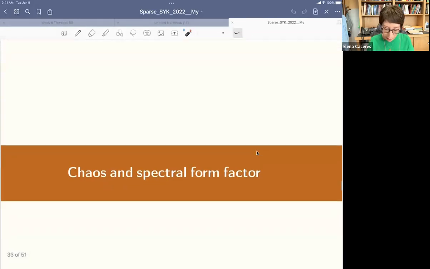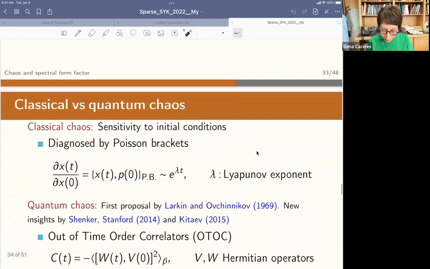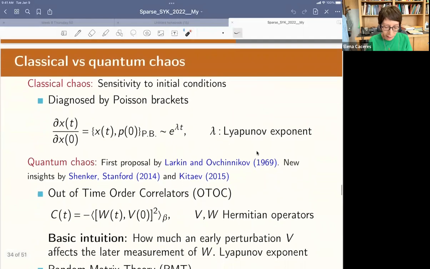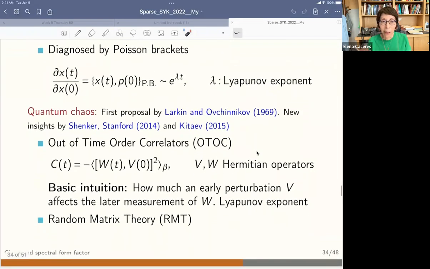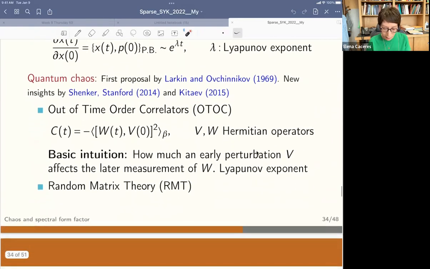So I'm running short of time, so I probably can skip this. In classical chaos, we have the sensitivity to initial conditions, and quantum chaos can be diagnosed in many ways. One of those ways is the out-of-time-order correlators. That's something I'm doing now. Well, the basic intuition is how much an early perturbation affects the later measurement, and you can deduce a Lyapunov exponent and all that. Anyway, this is not for this talk.